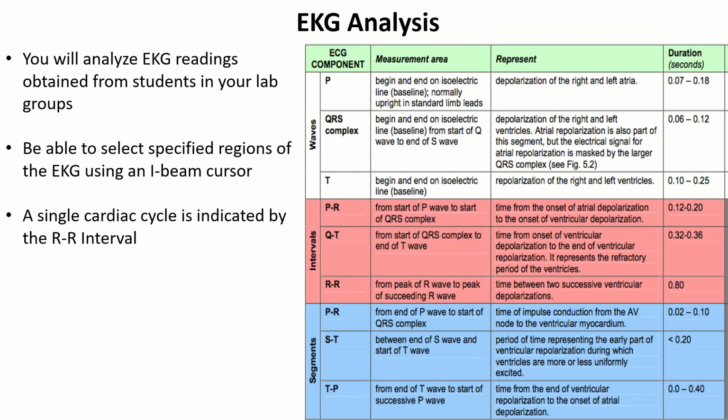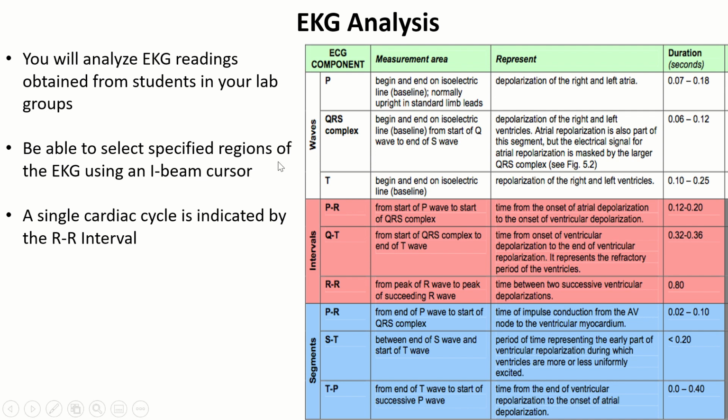Now, in your lab manual, you will see a table that defines what's happening through each of the individual waves, intervals, and segments. It is important that you know what that measurement area is and what it represents for your lab quiz and your lab practical. It's not important that you know the average duration in seconds of each of these events. And being able to identify each one of these is going to be very important for the analysis of the data that you collect. So you will be analyzing EKG readings obtained from students in your lab groups this week.